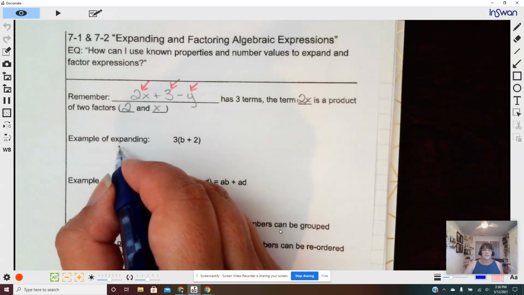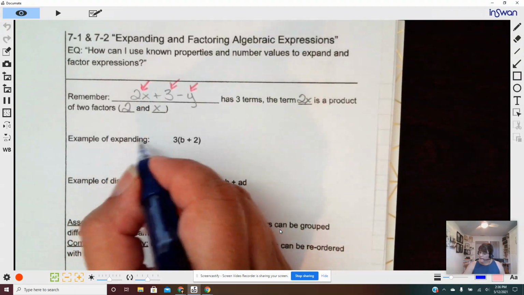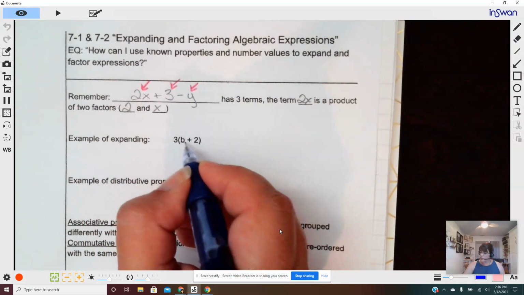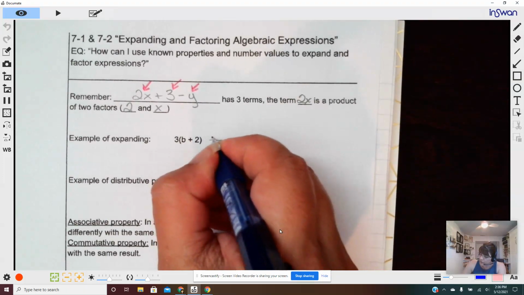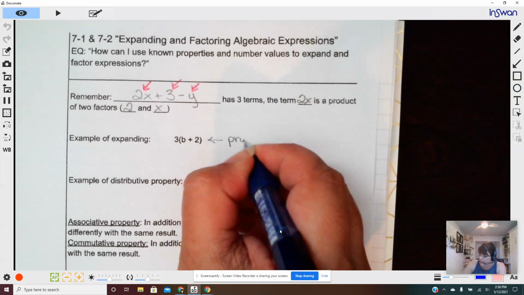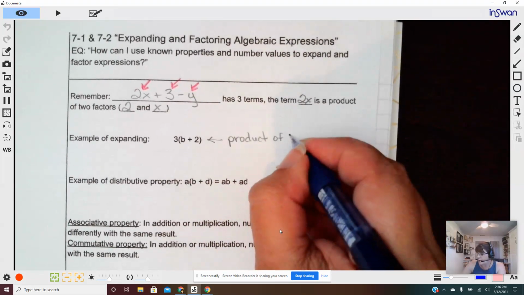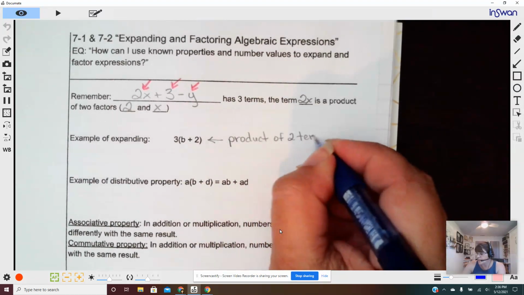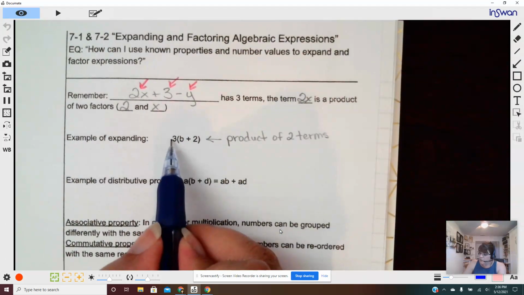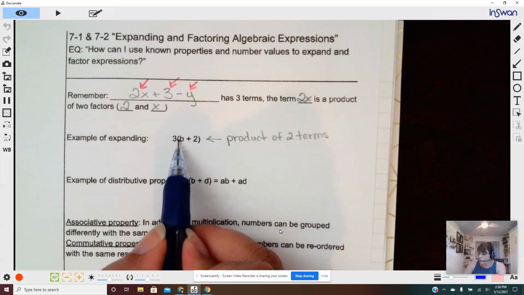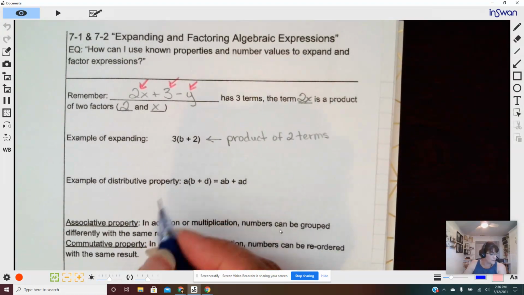Now, we're going to work first on expanding the four-way factor. In this expression, 3 times the quantity b plus 2, we have a product of two terms. Please write that down. This would be 3 times the quantity b plus 2. Those are your two terms.